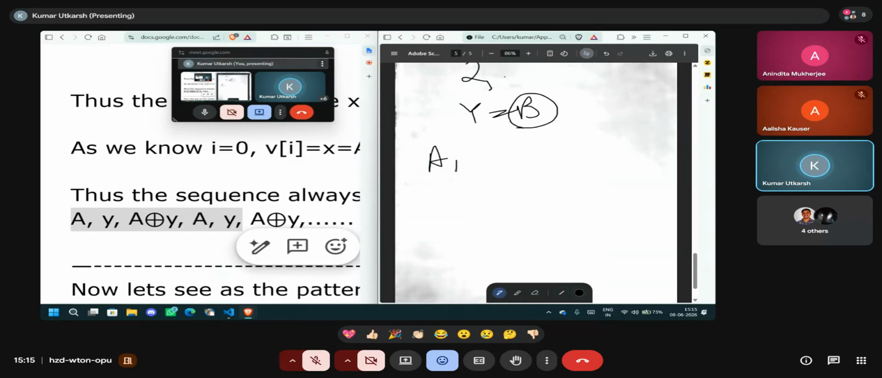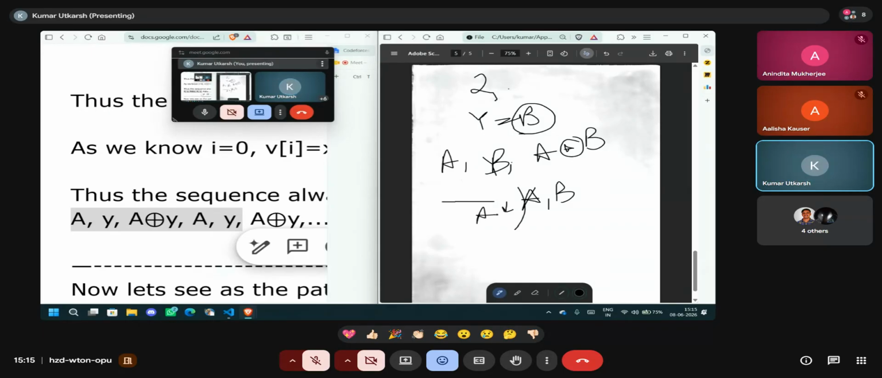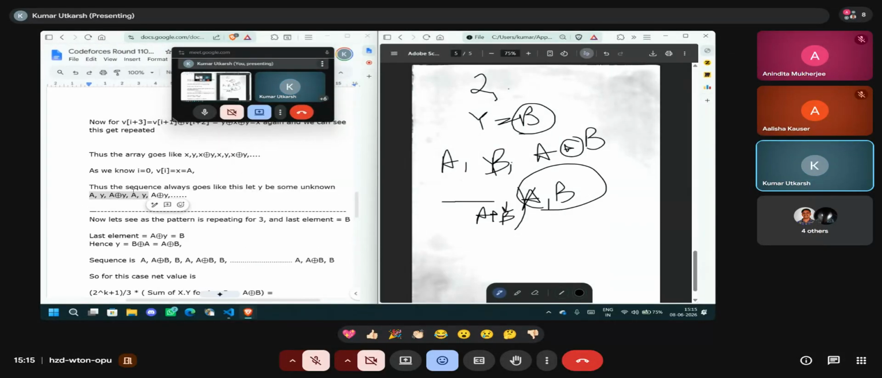So it will repeat like A, B, then A or B. Got it? What I meant from this. And it will keep on repeating till all the 3 pairs have ended. Like it will go on like this. And then there will be an extra A and extra B. Are you getting it? This thing ends at A or B. And again, there will be an extra A and then B.